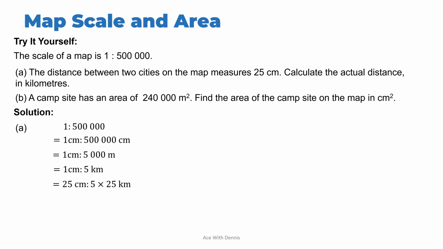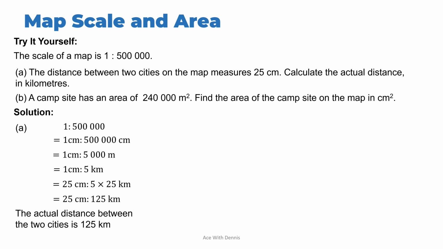So, the distance between the two cities on the map is 25 centimeters, and convert to the actual distance, which is 5 times 25, we get 125 kilometers. Hence, you can write this sentence, the actual distance between the two cities is 125 kilometers.